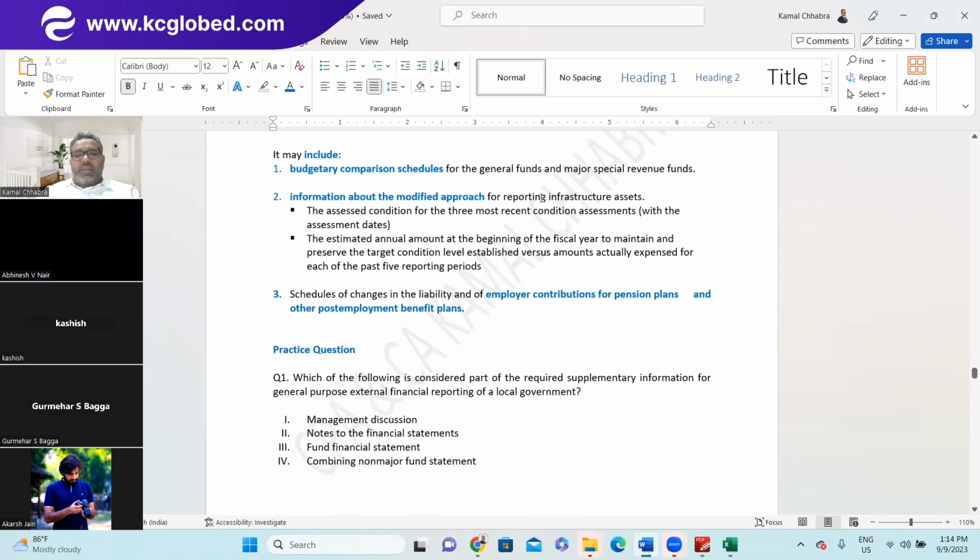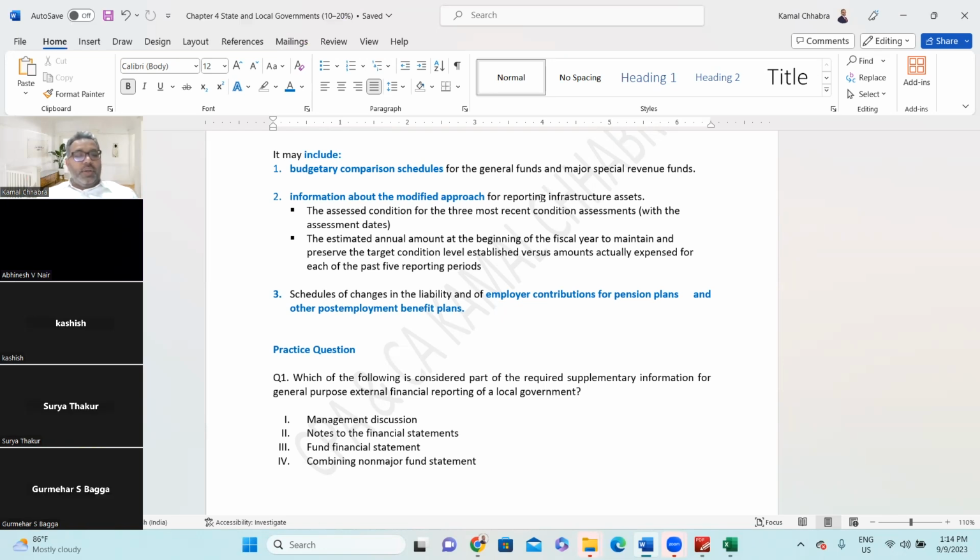Which of the following is considered part of the required supplementary information for external financial reporting of a local government? Management discussion, notes to financial statements, fund financial statements, combined non-major fund statements. Which one is considered as required supplementary information? The management discussion. Right, everyone agree to it? Yes, sir. Right. So management discussion and analysis.